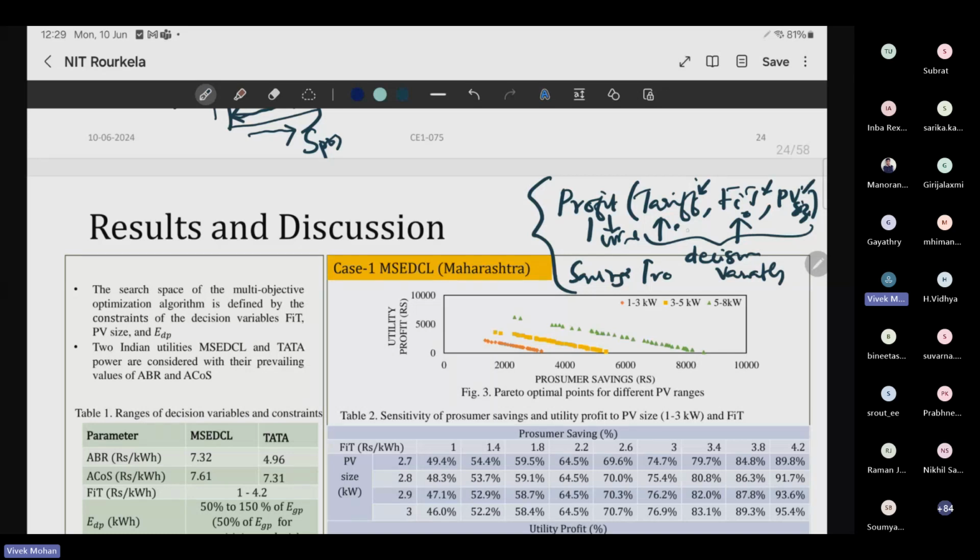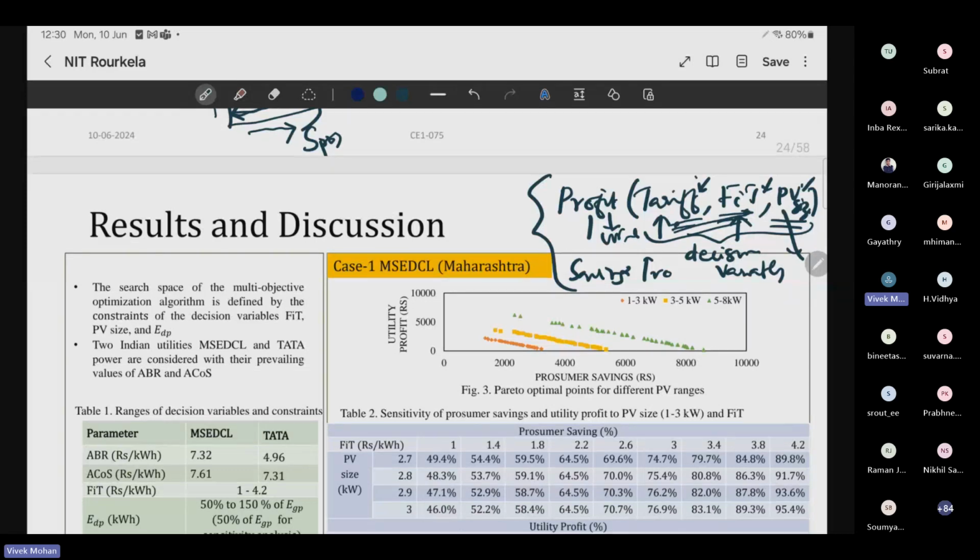But we know that tariff and feed-in tariff are policy factors, right? Policy decisions. It should come from the regulatory commission or from the utility side as a policy decision. Then PV size is the decision of the prosumer himself. How much PV capacity I should install, that is the prosumer's decision. So this decision comes from the prosumer. These two decisions come from the policy. So they are policy implications. Okay. Profit has a policy implication. So that is how it is done here.